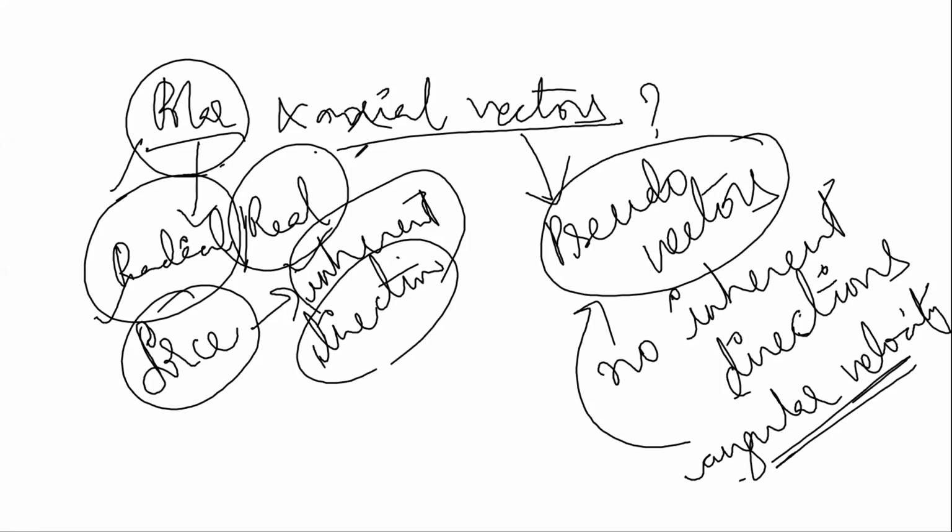Now let us go for a quick look at vector differentiation. Till now we have learned vector product, scalar product, and then we have come to pseudo vectors and polar vectors. Now let us go for vector differentiation.